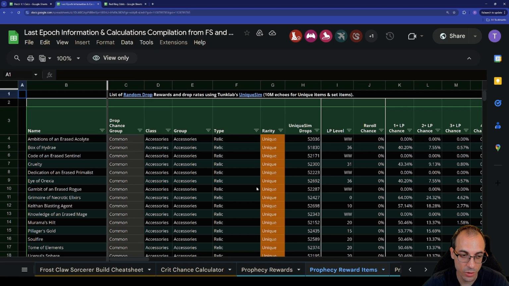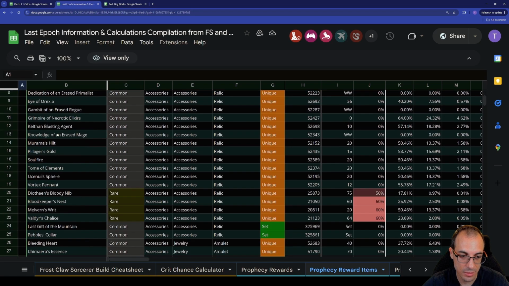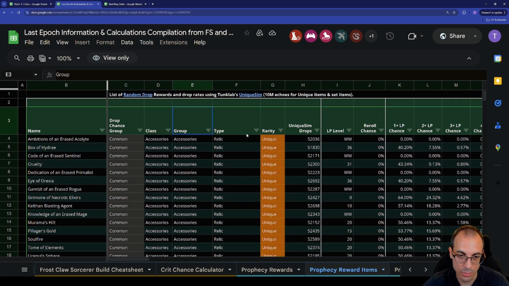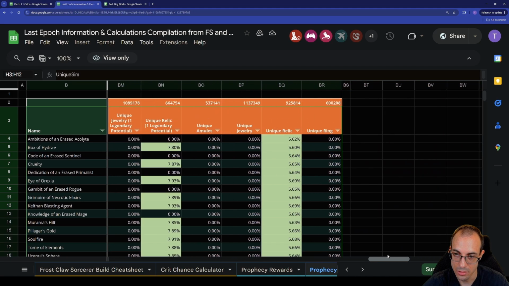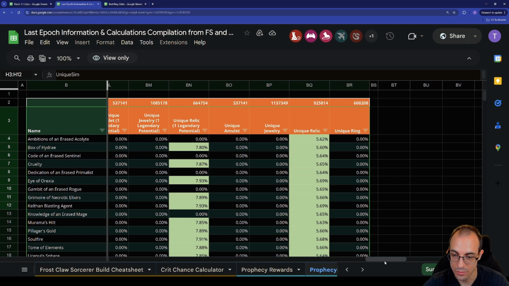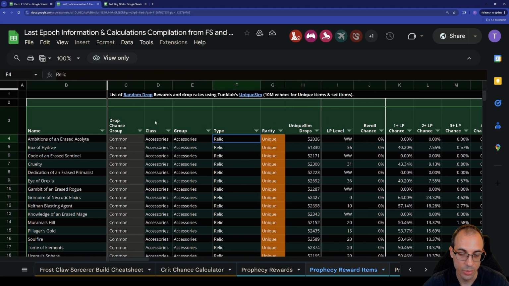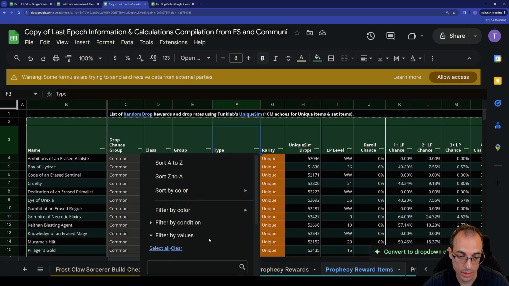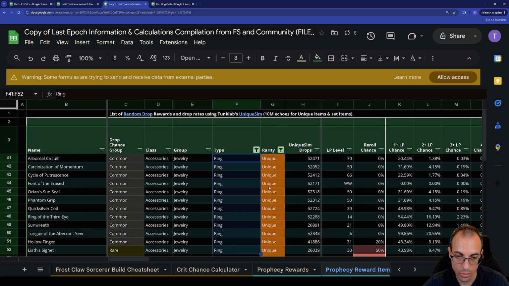And the best starting point for that is Frozen spreadsheets right here. Frozen has put together essentially every single unique item, and he has them categorized by group, by type, by rarity. And he also has some simulation data, which then he uses to get the percentage chance for those, let's say, unique rings to drop out of a unique ring prophecy. So before we get started, we have to make a copy of this. Once we have a copy, let's just filter on rings, just so I can show you what I'm talking about. So now we have all the rings that are unique.